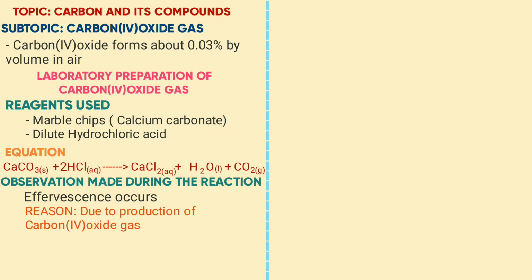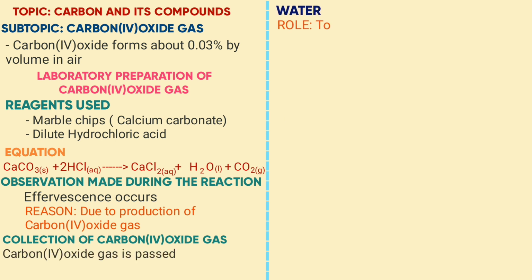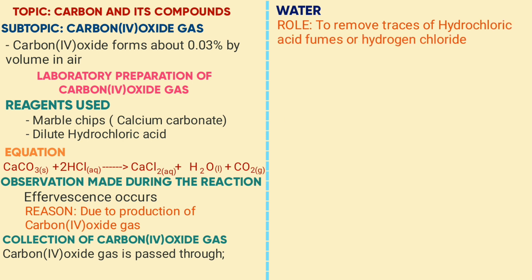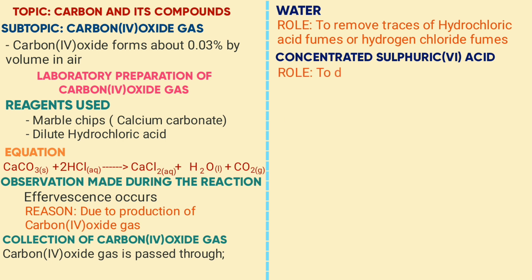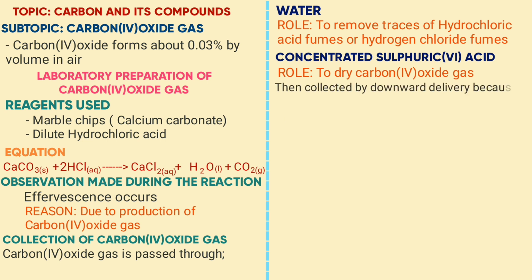Now, collection of carbon 4 oxide. Carbon 4 oxide after preparation is passed through water. Reason: to absorb traces of hydrochloric acid fumes or hydrogen chloride fumes. Then passed through concentrated sulfuric acid. Reason: to dry carbon 4 oxide gas. Then it is collected by downward delivery. Reason: it is denser than air.